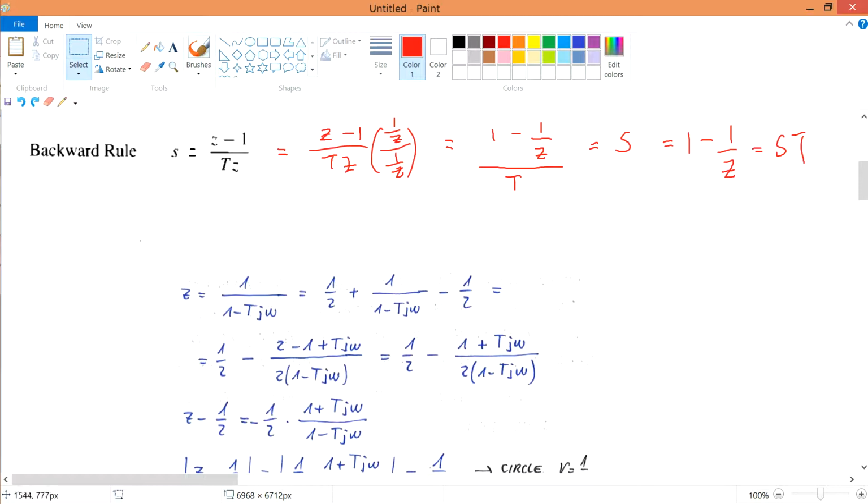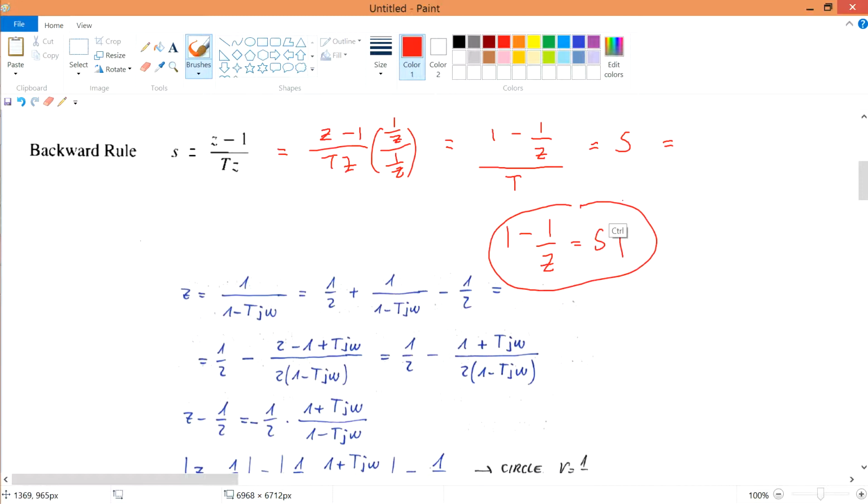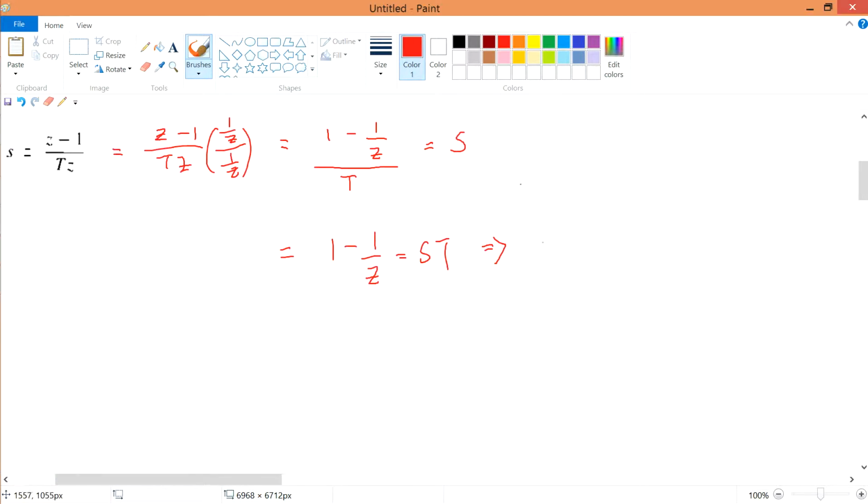Or maybe I should have put it over here, whatever makes it nice. So this T over here, I just bring it out, I have this thing over here. Now in this case, what can I do? I just rearrange again. Okay, so let's continue. I'll bring this one over this side, so I'll have minus 1 over z is equal to sT minus 1. Then I just multiply everything by minus, so what I will have is 1 over z is equal to minus sT plus 1.